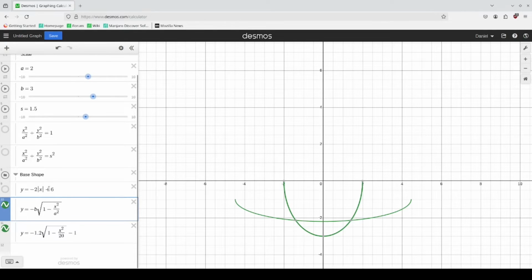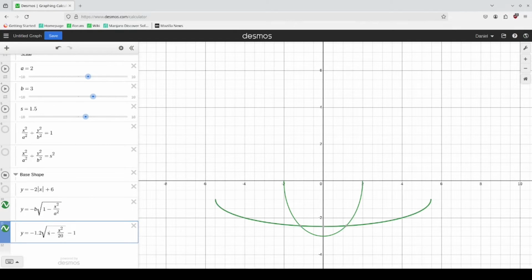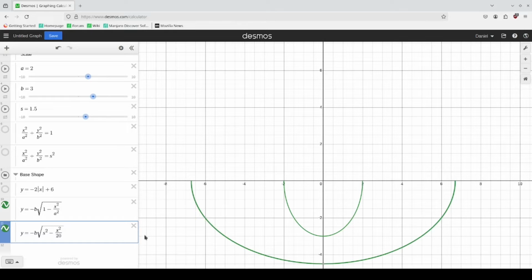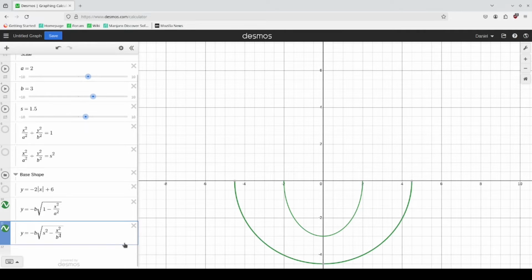And we do the same kind of math here. So this isn't 1, this is s squared. This is still b. And we don't need the minus 1 anymore. And this is also b squared. What am I doing? This is a squared.